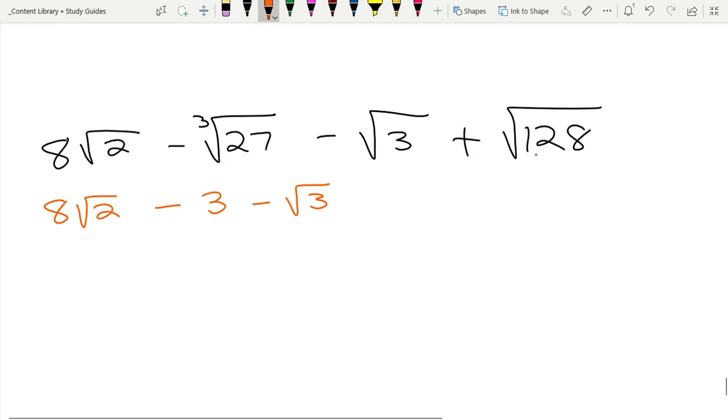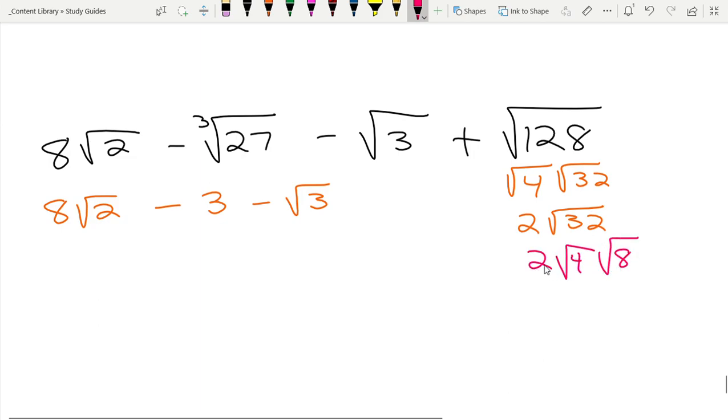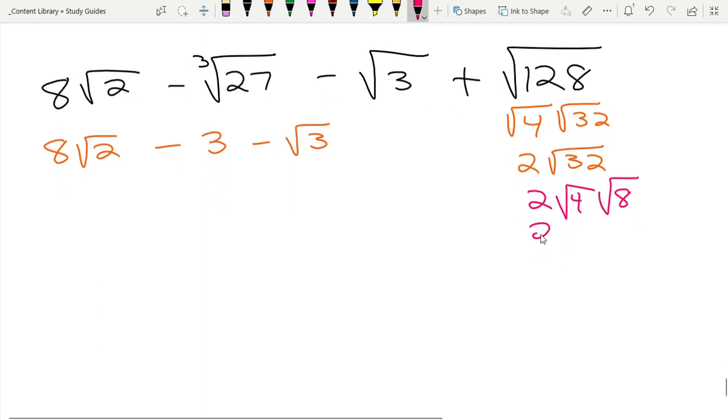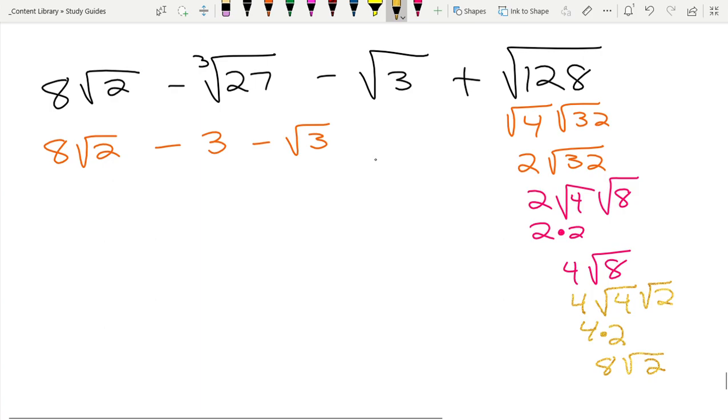So the first thing that comes to mind is I see that a 4 goes into it. So that would be a 4 times a 32. The square root of 4 is 2. So 2 root 32. But now root 32 can be broken down. I can say 4 times 8. So the square root of 4 is 2. So now you have a 2 and a 2. What do they do? They multiply. So you have 4 root 8. I can go even further. Root 8 can do another 4 again. Square root of 4 is a 2. So 4 and 2, what do they do to each other? They multiply. So you get 8 root 2.